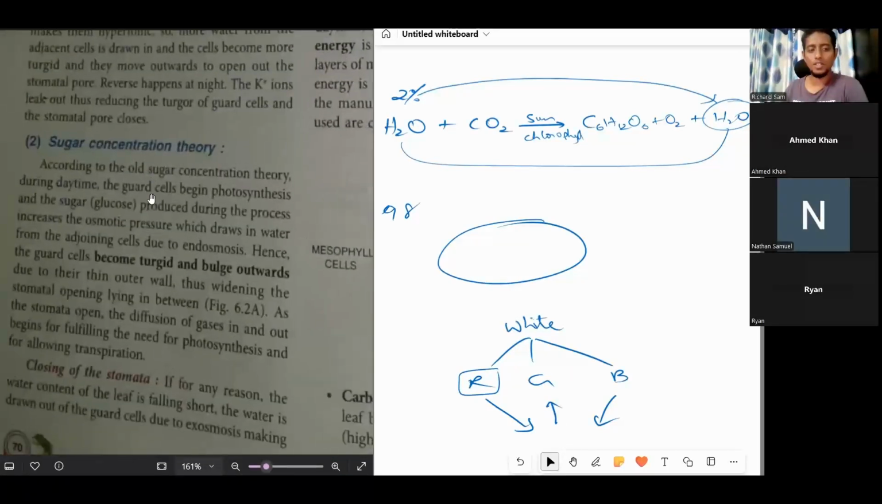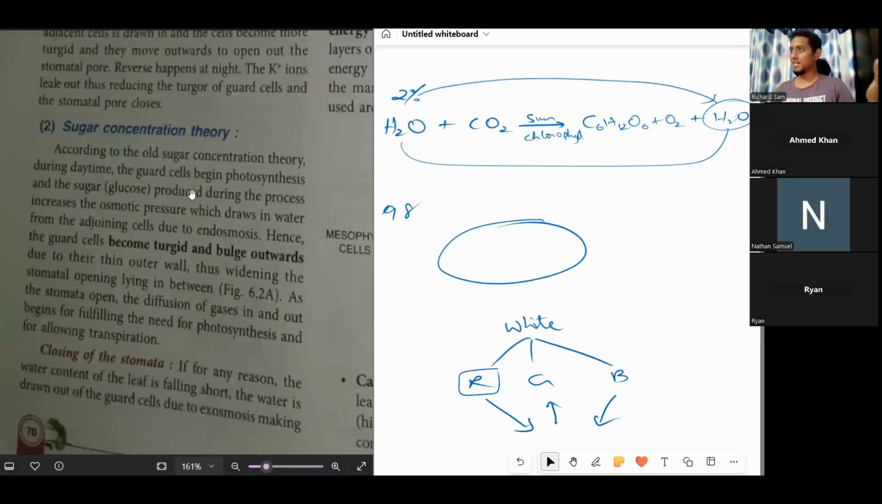In the sugar concentration theory, in the daytime there is sunlight, so there is photosynthesis. And when there's photosynthesis, what is produced? Glucose. So the guard cells get filled with glucose. And when there's a high concentration of glucose, endosmosis takes place. That means water from the surrounding cells will enter the guard cells and make them turgid. When they get turgid, the stomata opens. This was the sugar concentration theory.